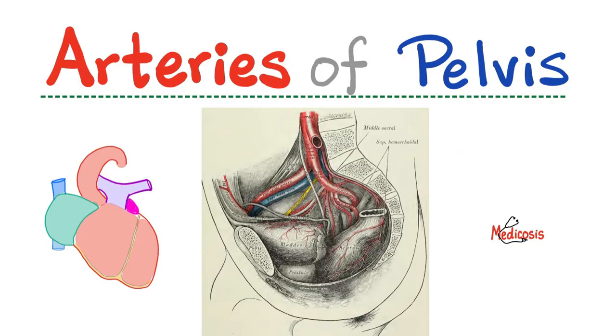Today, let's dig deep into the arteries of the pelvis. As you know, the main artery of the pelvis is the internal iliac artery, formerly known as the hypogastric artery. I'll tell you why it was known as hypogastric later in this video.